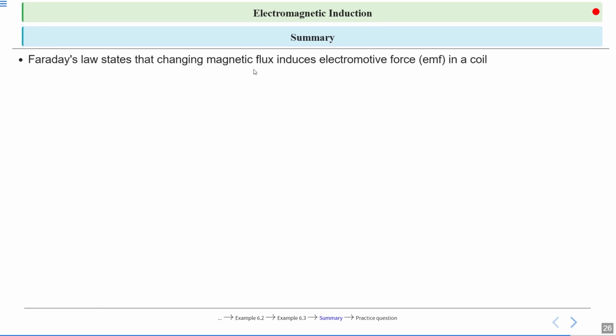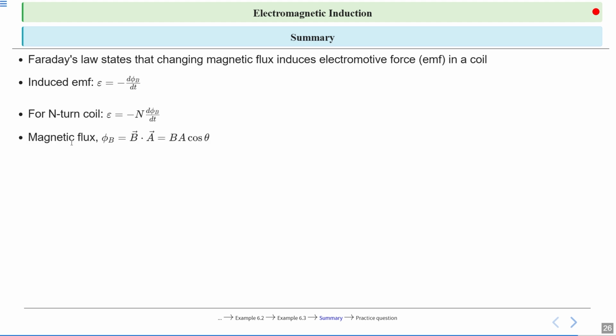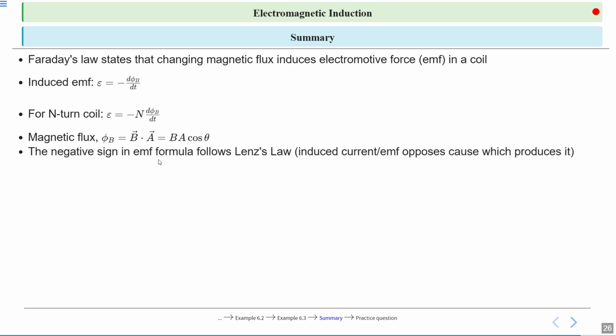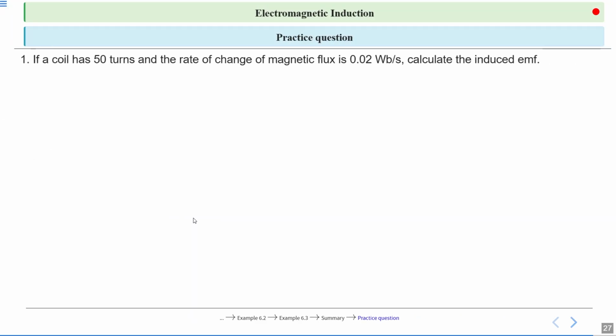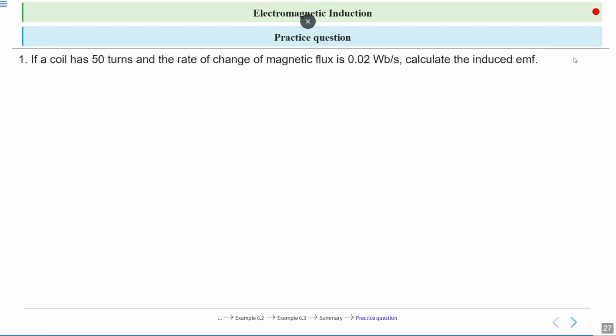Faraday's law states that changing magnetic flux induces electromotive force in a coil. Induced EMF epsilon is equal to minus dΦB upon dt. For an n-turn coil, induced EMF epsilon is equal to minus n dΦB upon dt. Magnetic flux ΦB is equal to B vector dot A vector, which is equal to BA cos theta. The negative sign in the EMF formula follows Lenz's law, that is, the induced EMF opposes the cause which produces it. EMF can be induced by changing magnetic field, changing area, or changing the angle theta between B vector and A vector. So there are some practice questions you have to practice yourself.